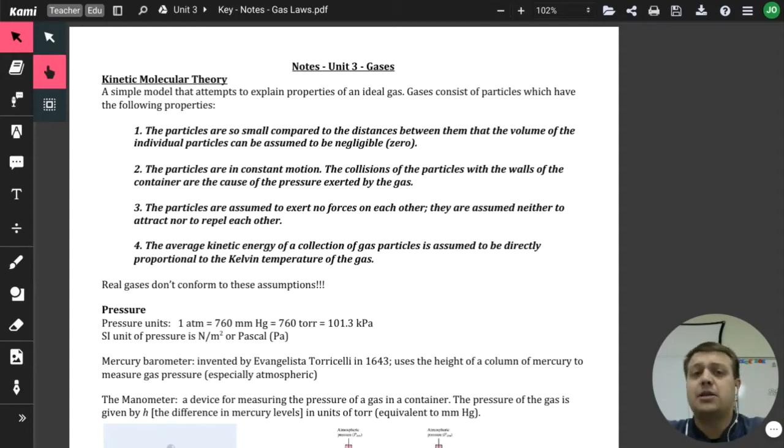Now we know that gases are in constant motion. We know that all matter is in motion to some extent. Just gases are more freely moving around, right? Because they can actually expand to fill whatever container they're in.